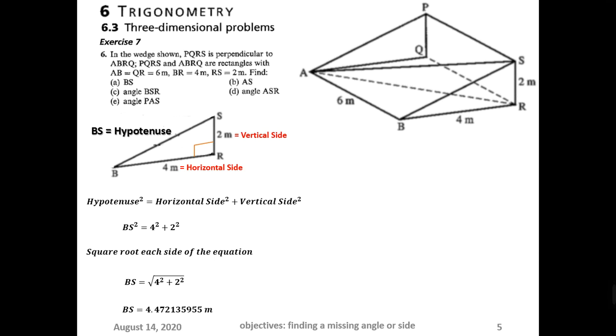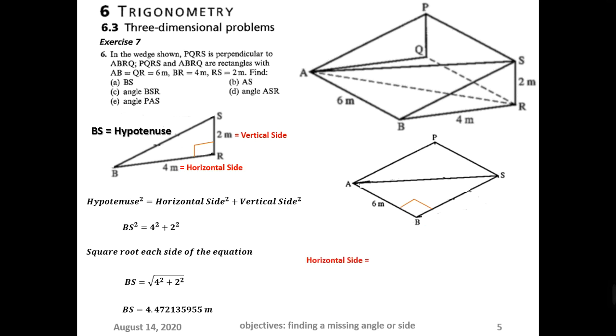Let's go to the second part of the question, finding the length of AS. So we must draw the top side of this prism, which is a rectangle. And AB is equal to PS, which is 6 meter. And we must identify immediately the right angle. Then, if 6m is the horizontal side, then BS is the vertical side, which we found in the previous step.